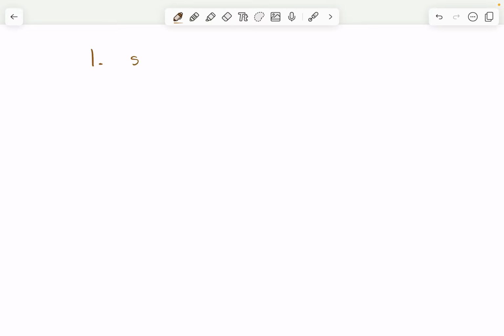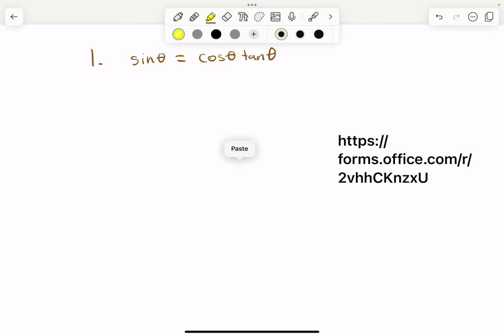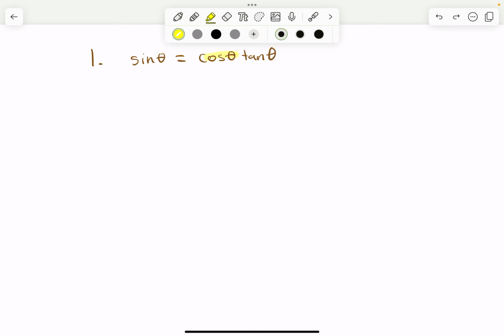So the first one is sine of theta equals cosine of theta tan of theta. So looking at this problem, you pick one side, and you just pick the side that is normally easier to work with. So looking at this problem, I believe that this side is easier to work with.